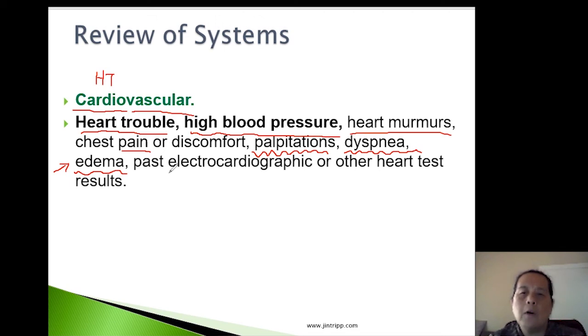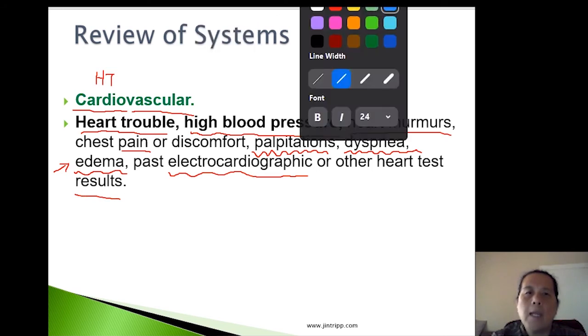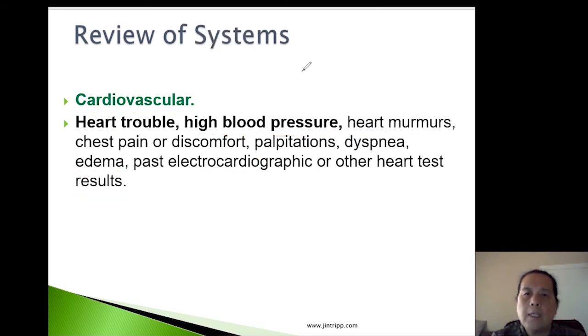And also when they checked their heart last time, and what's the result? So that's the general question relationship with the cardiovascular system.